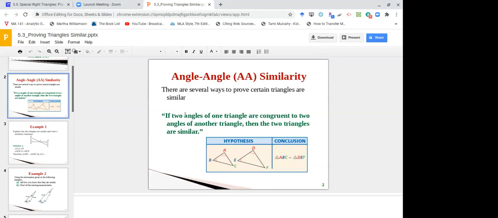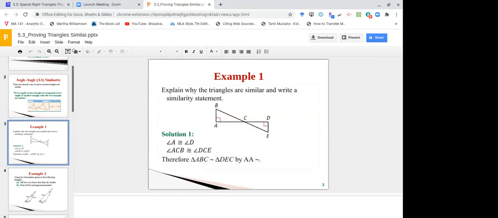If two angles of one triangle are congruent to two angles of another triangle, then the triangles are similar. And she's color-coded this for you. And we have some examples to show you. So if you look here, this is not a proof. You will be writing proofs, but you start with being able to identify the similar triangles and tell why they're similar, which property, whether it's angle, angle, side, side, side, or side, angle, side, you're using.